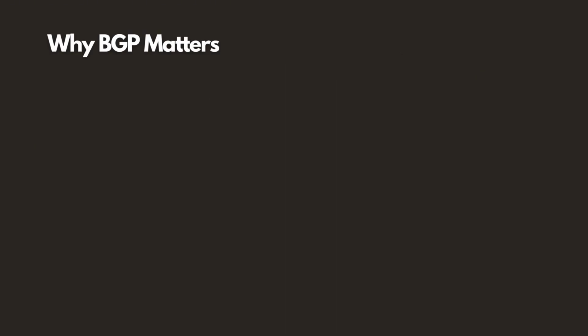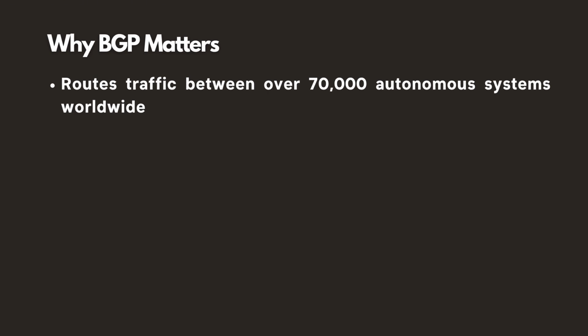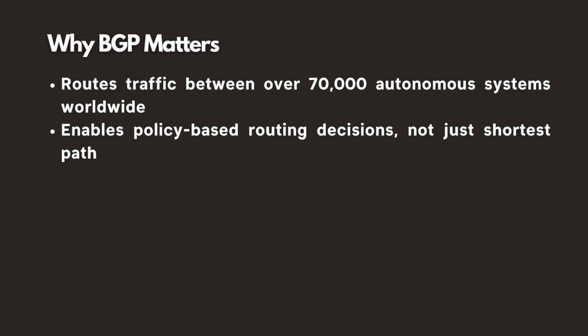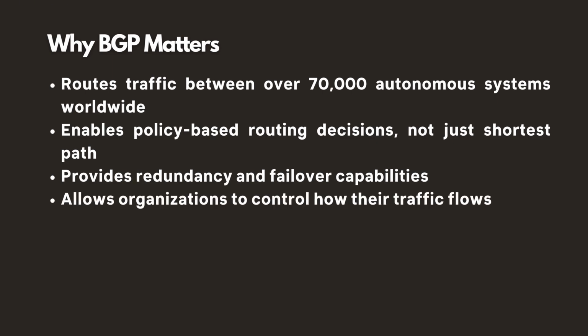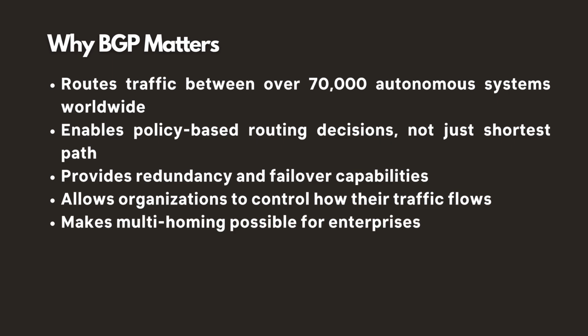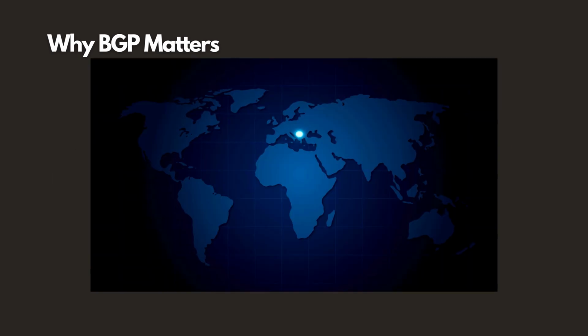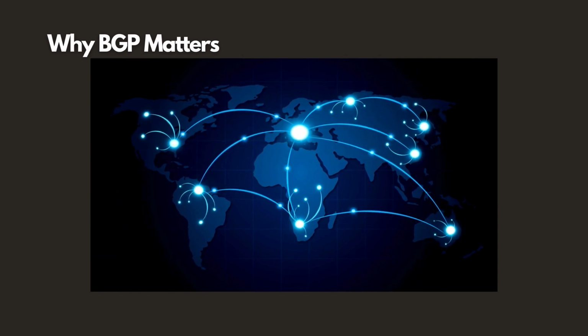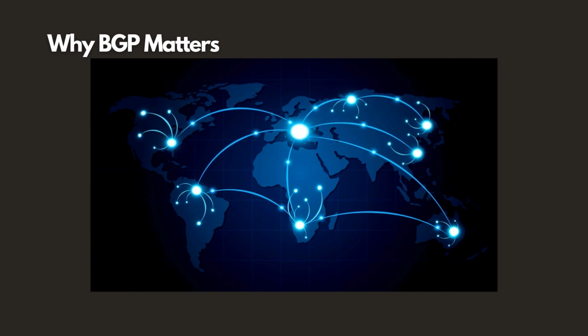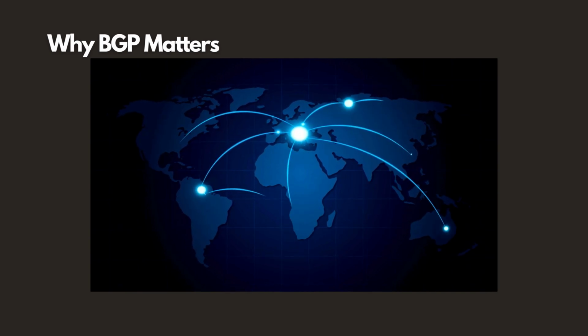Why BGP matters? BGP is absolutely mission critical because it routes traffic between over 70,000 autonomous systems worldwide, enables policy-based routing decisions, not just shortest path, provides redundancy and failover capabilities, allows organizations to control how their traffic flows, makes multi-homing possible for enterprises. Without BGP, there would be no internet as we know it. Every time you access a website hosted by a different provider, BGP is working behind the scenes.